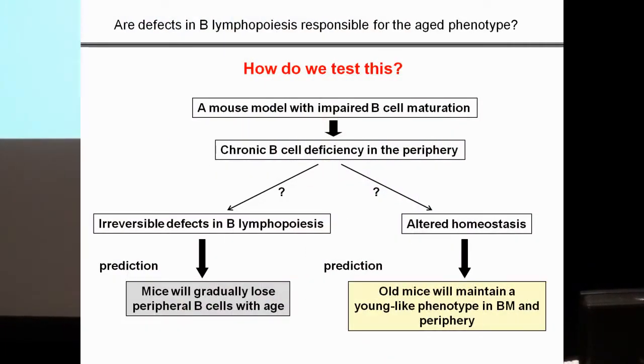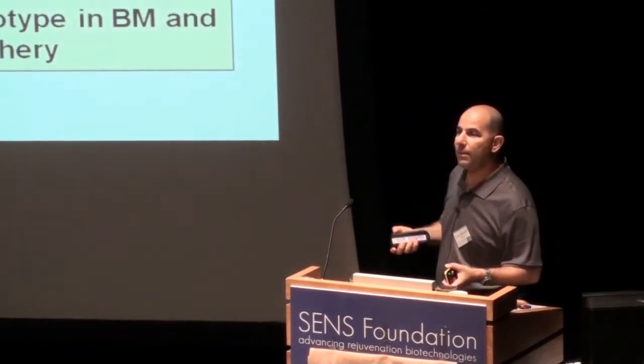How do we prove it? The best way for us to approach this is to use a mouse model that has impaired B cell maturation. If it has impaired B cell maturation, this mouse will have chronic B cell deficiency, so the number of B cells in the periphery will be chronically reduced and not achieve the number that is supposed to be in a normal mouse. Now, if aging results from irreversible defects, then the prediction is that this mouse will gradually lose all the B cells and become, in age, a B cell-less mouse. However, if it is a matter of homeostasis, then the prediction would be that when these mice age, their phenotype will be just as a young mouse. So a young-like phenotype will be maintained through aging.